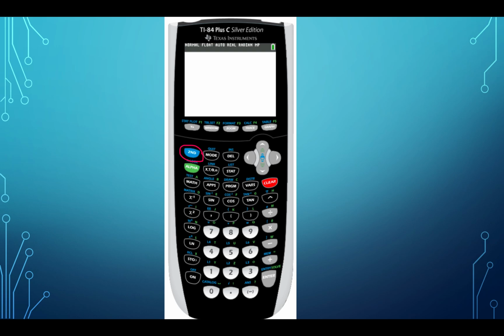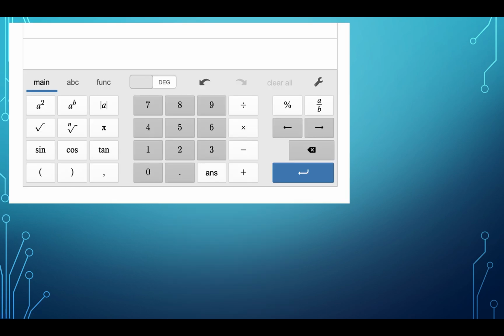Or what you can do, and this only works for a square root, is hit second and then this x squared button, because underneath it has the radical symbol. That means square root. So to get the square root, you do second, x squared, and it would give it to you.